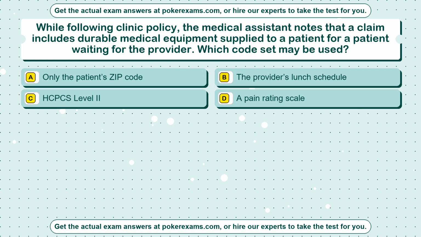Question 75. While following clinic policy, the medical assistant notes that a claim includes durable medical equipment supplied to a patient waiting for the provider. Which code set may be used?